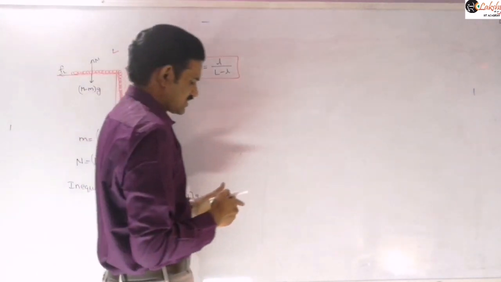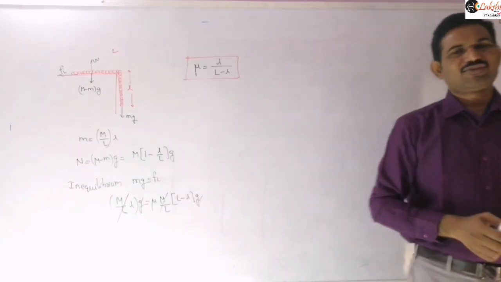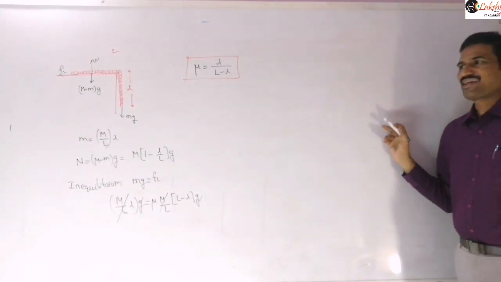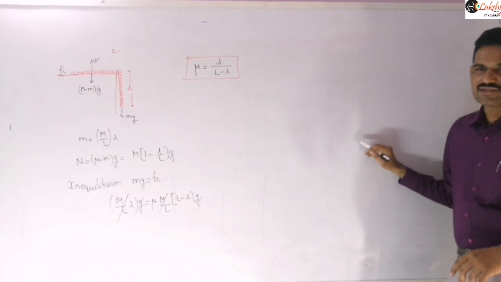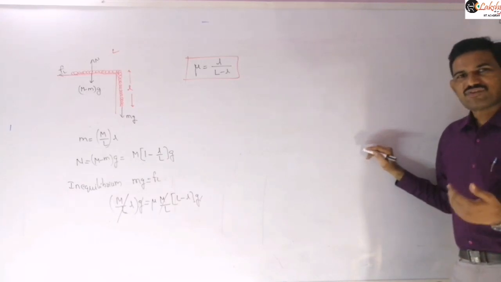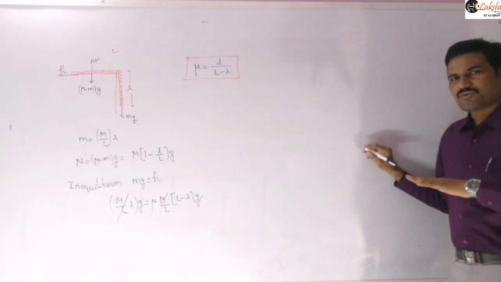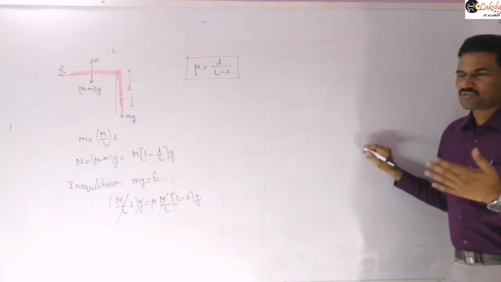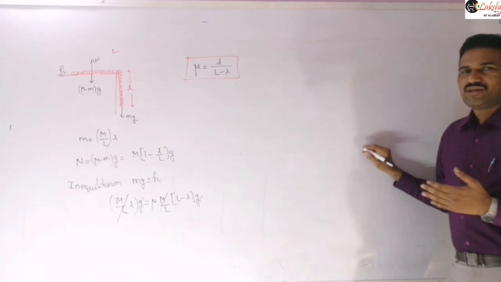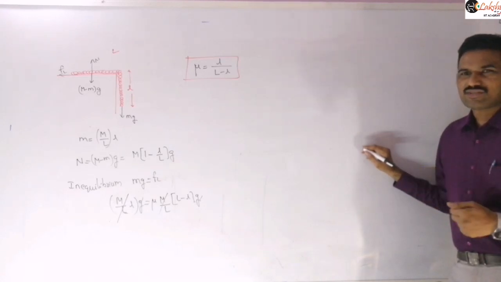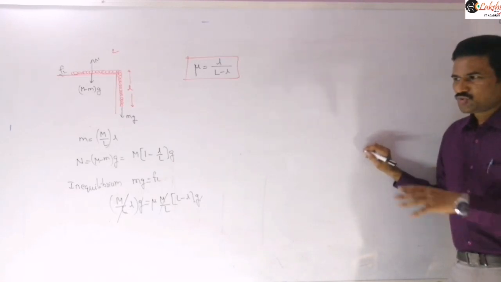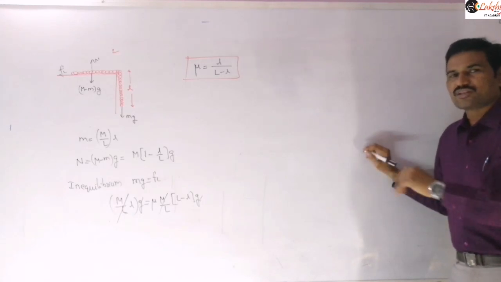So sometimes what will happen is they will give the mu value, and they will ask the fraction of length that can hang from the table, or the percentage of length that can hang from the table. And remember this chain problem you will get in future also, like in work and energy, where we will discuss this chain problem too. So this is the concept regarding friction.